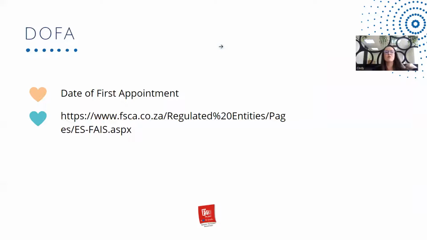Okay, then I also want to bring in the DOFA, because everything when it comes to what qualifications you need goes back to your date of first appointment. These rules have changed so many times over the years. I mean, before 2010, there was no RE1. Now suddenly there's an RE1 you need to do. Before 2018, there were no classes of business. No one knew what a class of business was. So these things always change, and that's why your date of first appointment is so important.